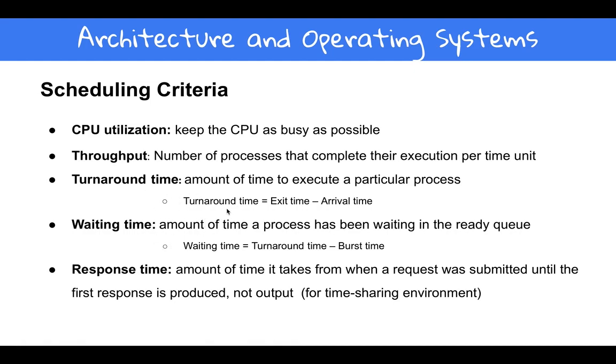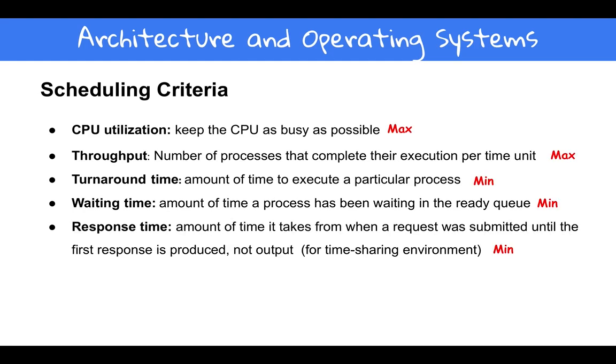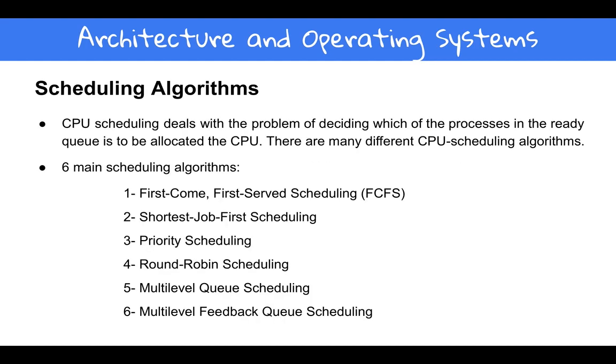So what is a good scheduling algorithm? A good one makes CPU utilization maximum with minimum CPU idle time, maximum throughput, meaning the maximum number of processes executed, minimum turnaround time, minimum waiting time, and minimum response time. Very quick with maximum capacity. If you have an algorithm that maximizes capacity and minimizes waiting time, turnaround time, and response time, that's a good algorithm. So we have 6 algorithms.